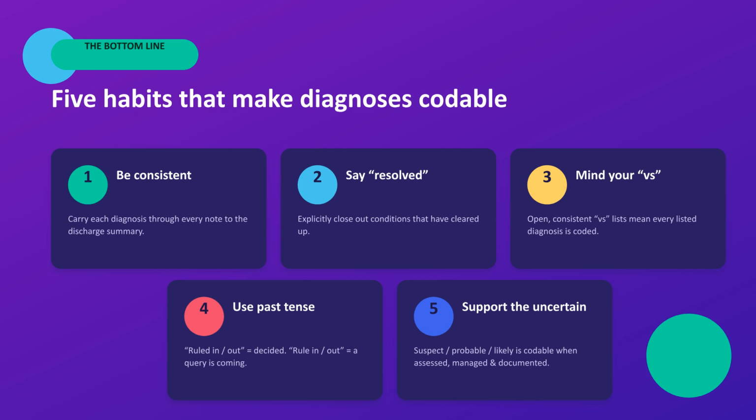In summary, here are 5 habits. Be consistent, say resolved for cleared conditions, mind your VS lists, use past tense for decisions, and support your uncertain diagnoses. Document it once, document it everywhere, and let your words tell the complete story.